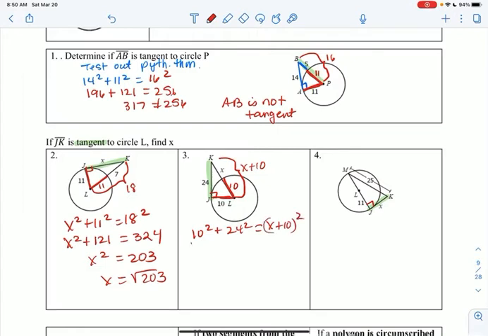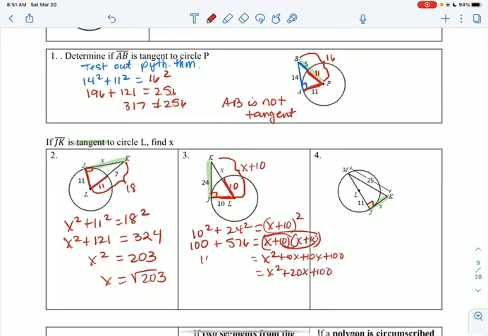This one's going to be tricky. 10 squared is 100. 24 squared is 576. (X plus 10) squared means (x plus 10) times (x plus 10), so you have to FOIL this. X times x is x squared. x times 10 is 10x. 10 times x is 10x. And 10 times 10 is 100. You always get 4 terms. Those 2 middle terms can be combined together.